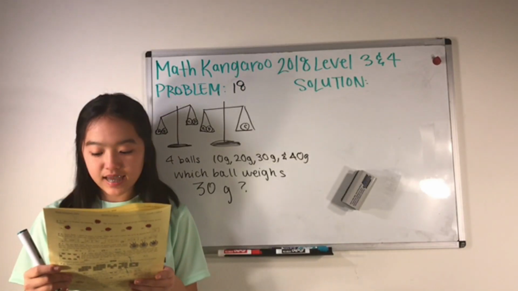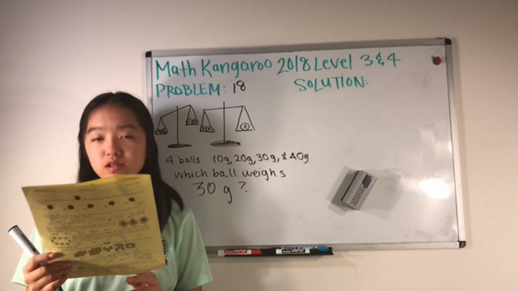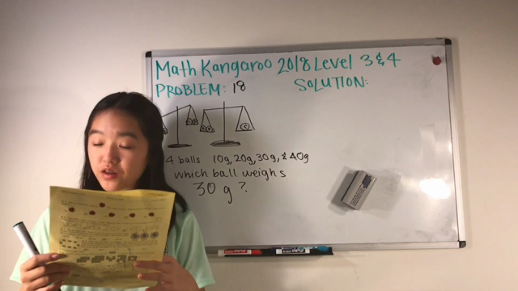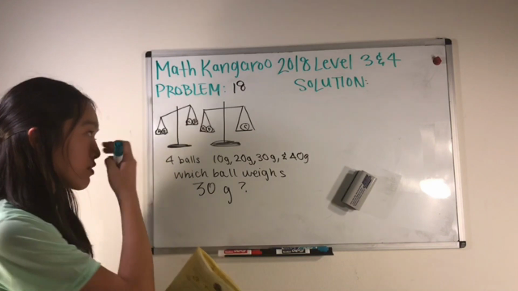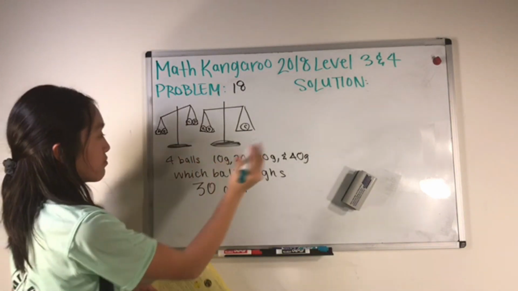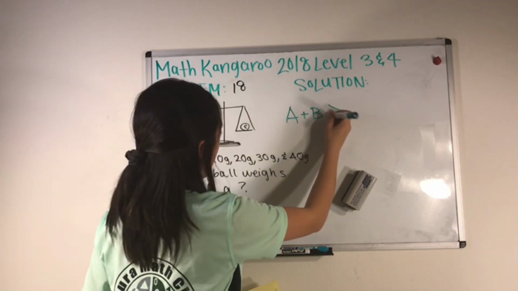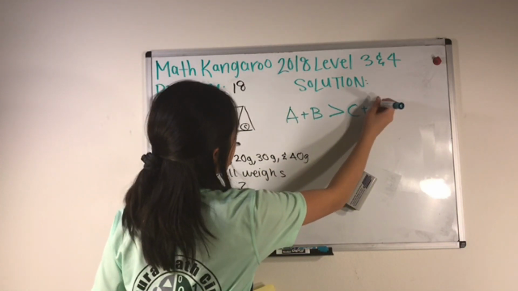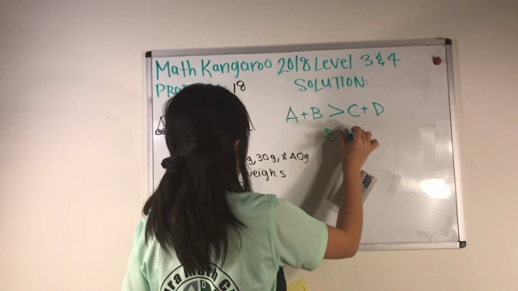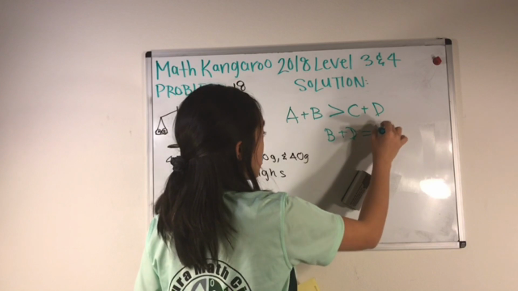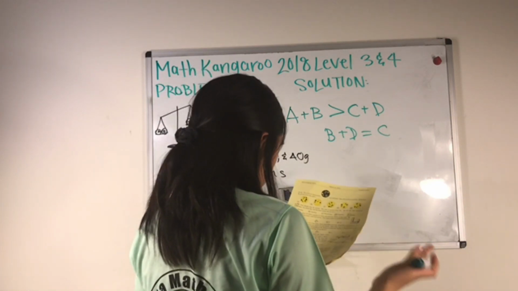Problem number 18 says 4 balls each weigh 10 grams, 20 grams, 30 grams, and 40 grams. Which ball weighs 30 grams? So in order to solve this, you need to examine how the scales are positioned. So in this case, the weight of A plus B is a lot greater than the weight of C plus D. And in this case, the weight of B plus D is exactly equal to the weight of C.